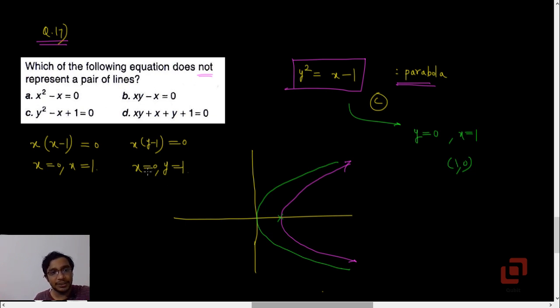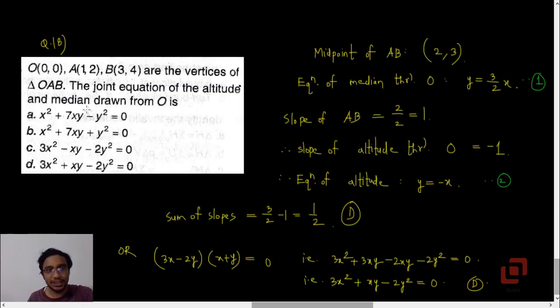And if you go to option D, then you can take x common from the first two terms and 1 common from the other two terms, which will give you the lines as x equal to -1 and y equal to -1. Okay, so the moment you identify that A, B, D represent pair of lines, it must be option C. So question 17, option C. Question number 18.